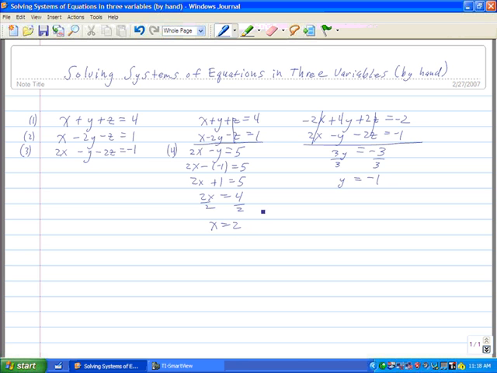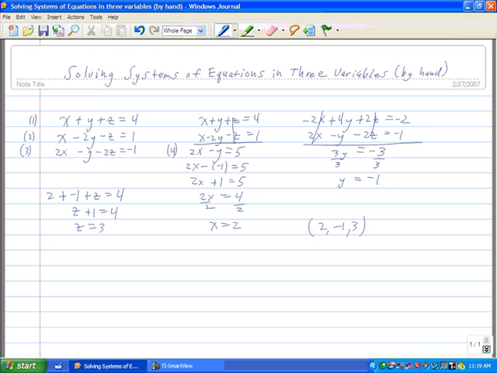So I've got x and y so far. I can back substitute that into any of the 3 originals and get the z. So substituting into the first one, I have 2 plus negative 1 plus z equaling 4. So z plus 1 equals 4. Subtracting, I get that z equals 3. So my solution is the ordered triple: 2, negative 1, 3.